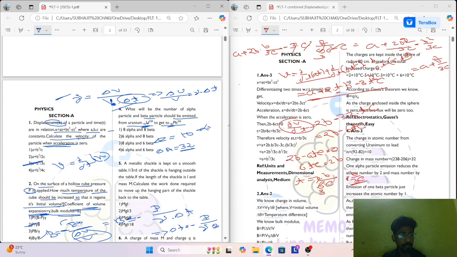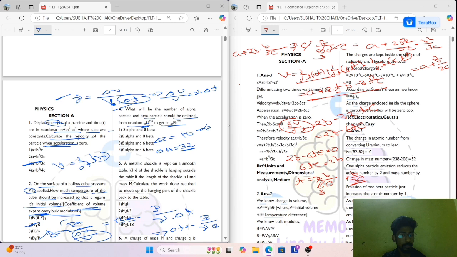That means 8 alpha particles will decrease Z by 16, but we have a change of 10 only in atomic number. Therefore that extra 6 atomic number will be there. So this increase in the atomic number can be done only by beta particles, right?